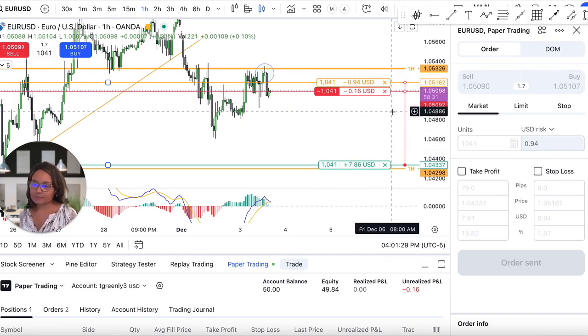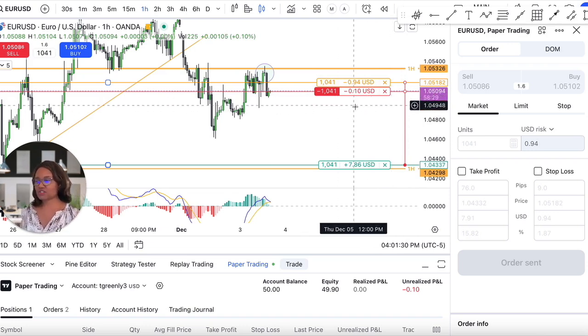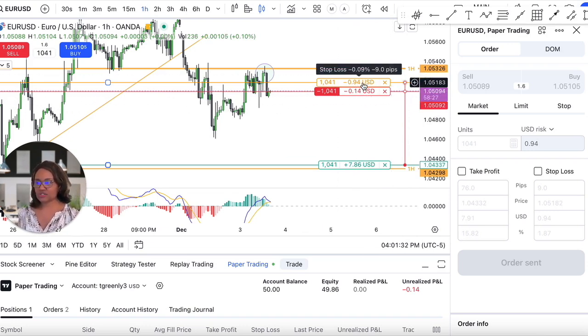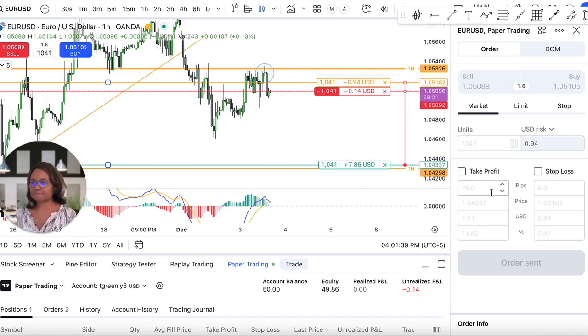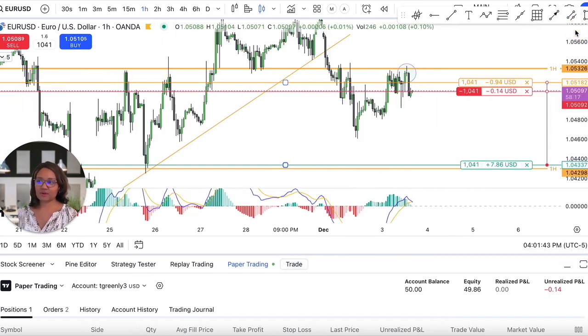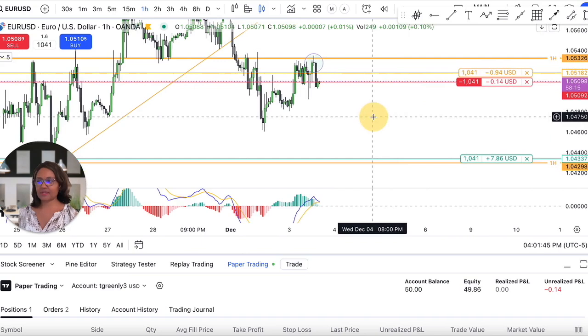So we don't want to risk any more than 2% or so, so we would leave that there. So that's 9 pips. All right. And so I think that's an easy way. Then I'll close out this panel. An easy way to see what's happening.